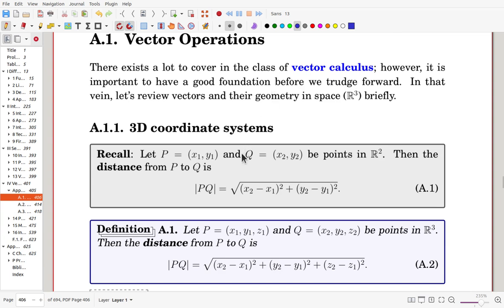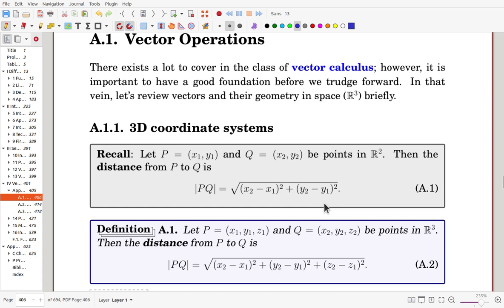From high school, you learned how to get the distance between 2 points in the plane. These 2 points are in R2. Then the distance between these 2 points is formulated in this way. By using the Pythagorean theorem, you can get it.